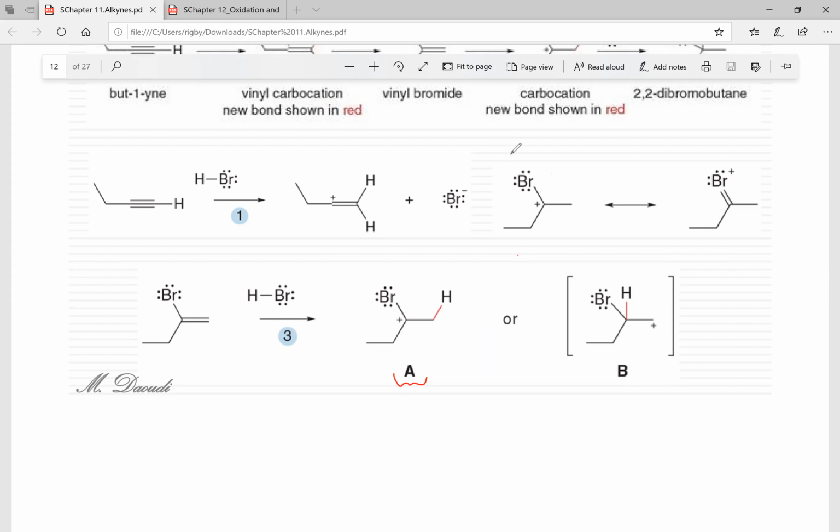But we can also look at this resonance structure that exists for A in particular, which means that A is stabilized by resonance and having that positive charge on that more substituted carbon, and that's why it ends up adding to the same carbon as the other hydrogen, okay? All right, so let's continue on.